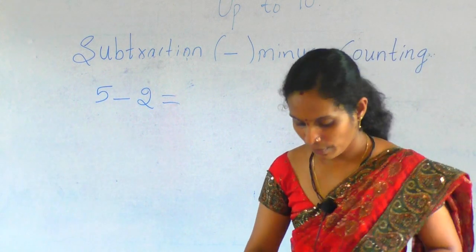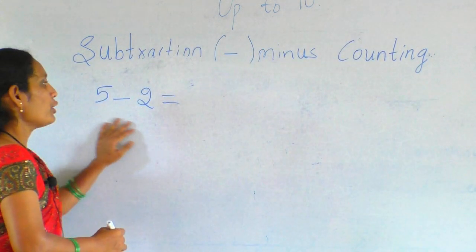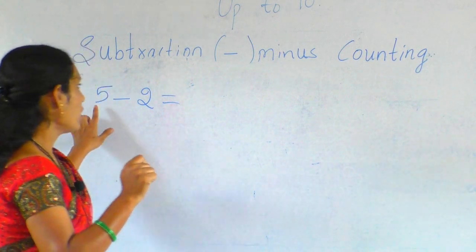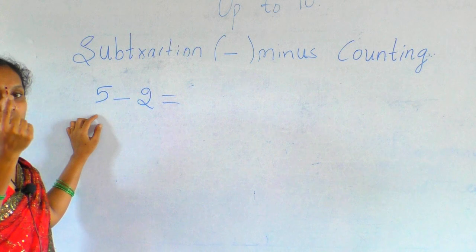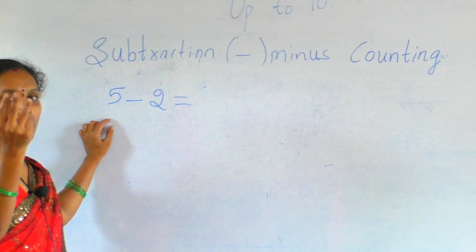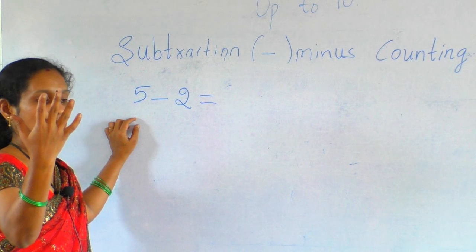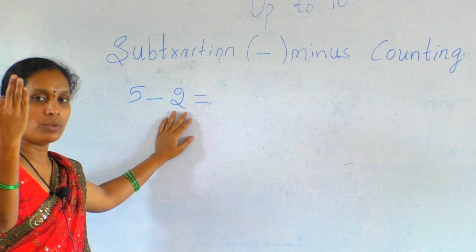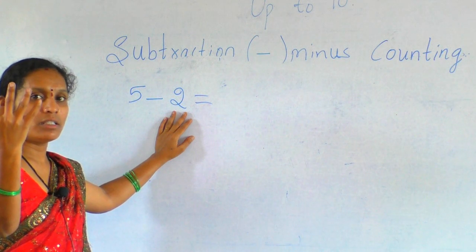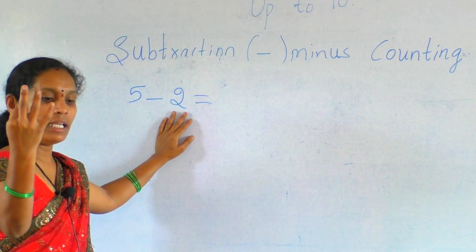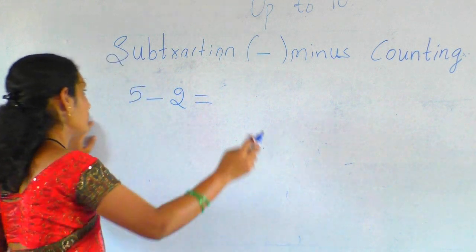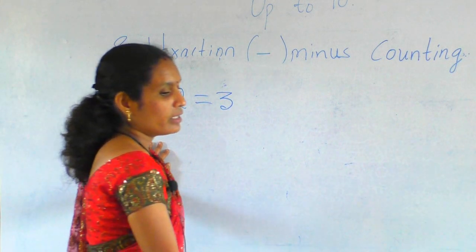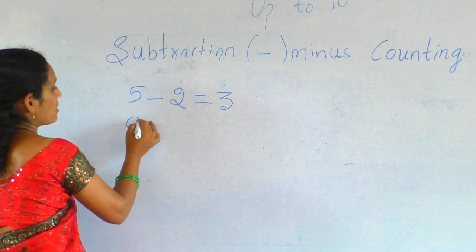See now, how are you writing? 5 minus 2. 5 minus 2 by counting means count the fingers now. First open 5 fingers: 1, 2, 3, 4, 5. There are 5 fingers. Minus 2 means we should close 2 fingers here: 1, 2. How many fingers remain? 1, 2, 3. So the answer is 3. Subtract like this. Okay.